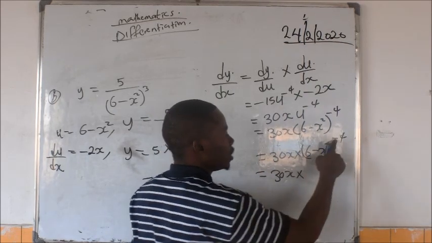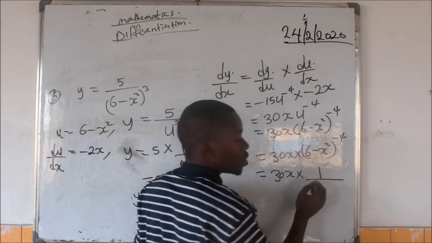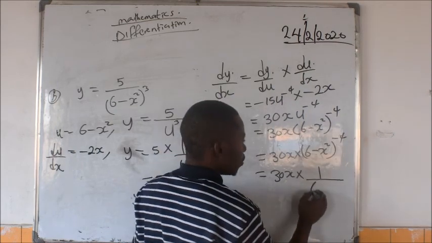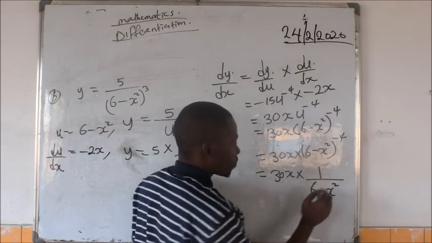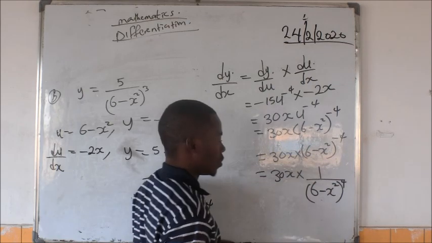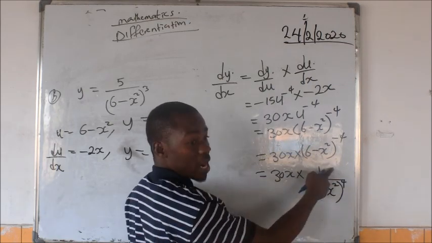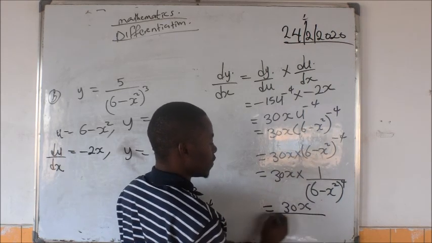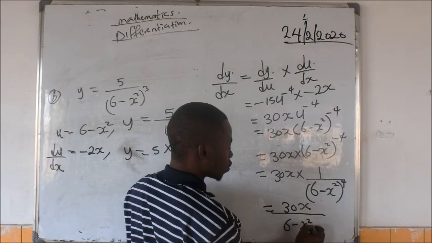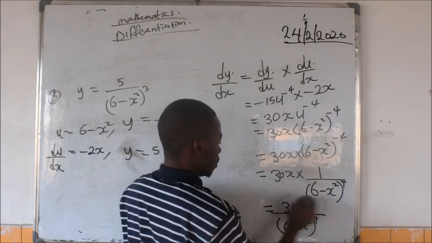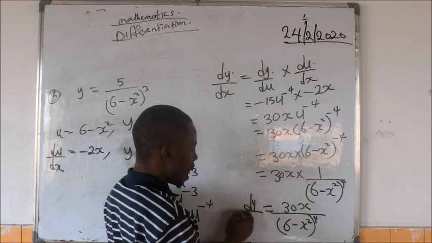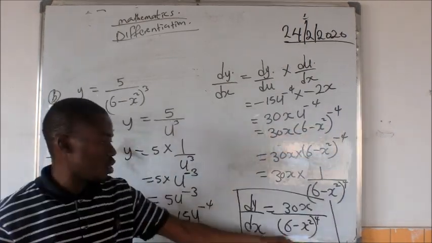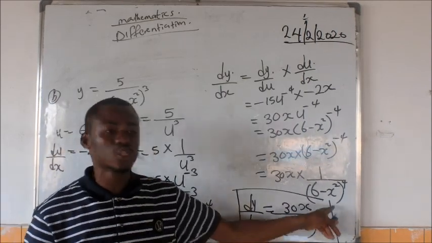You see this minus? I told you to change to 1 over the whole of this; the minus on top becomes 1 over 6 minus x squared, everything raised to power 4. At the end of the day, if you multiply this 30x with 1, it will give you 30x divided by 6 minus x squared raised to power 4. Now we have found dy over dx, which is equal to 30x over 6 minus x squared, everything raised to power 4.